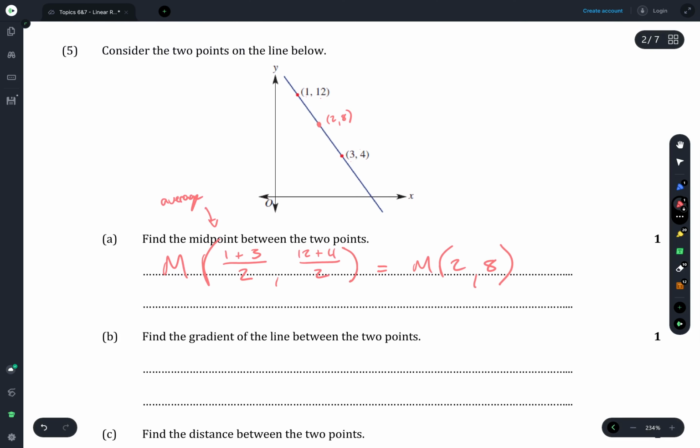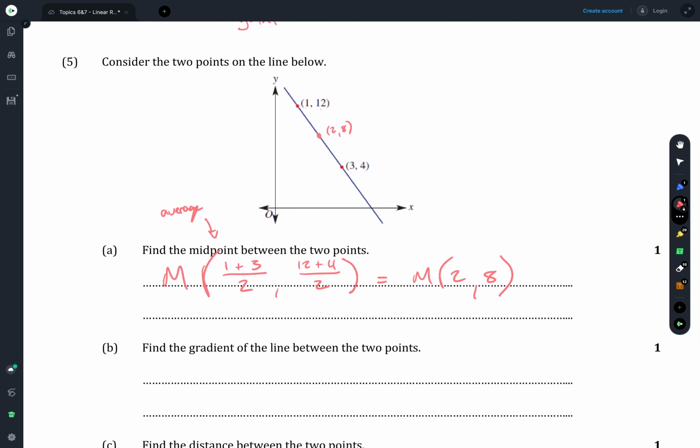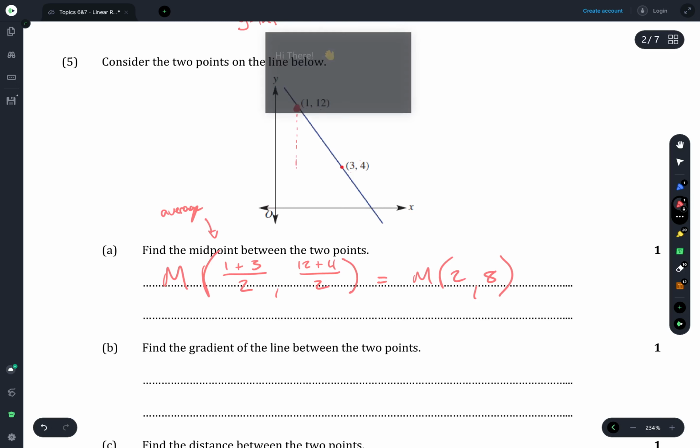Looking at the gradient of the line between the 2 points. So remember, gradient, as we talked about in the last question, is rise over run. So I want to think about starting with this left point and this left point. How far down have I gone? And then how far across have I gone? So first of all, looking how far down.